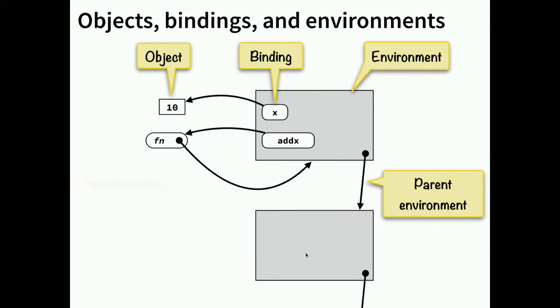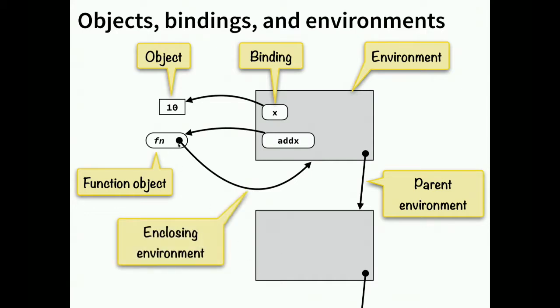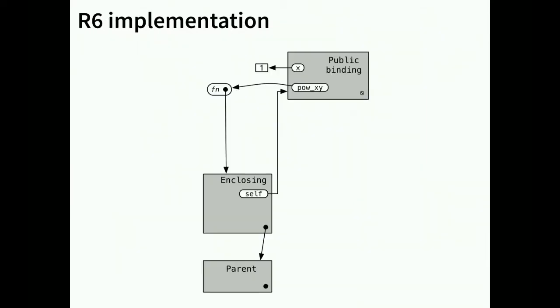Now there are also function objects, and they have a special thing, which is that this arrow here represents the enclosing environment. That's, in some sense, the environment where the function runs. It'll search for things in this enclosing environment. All right, so this is the basic way that objects and bindings in environments work. Now for R6, an R6 object consists of usually two or maybe three environments. One is the public-facing environment, which I call here the public binding environment. It has, like, x, and this is a different function name from before. It's powxy.